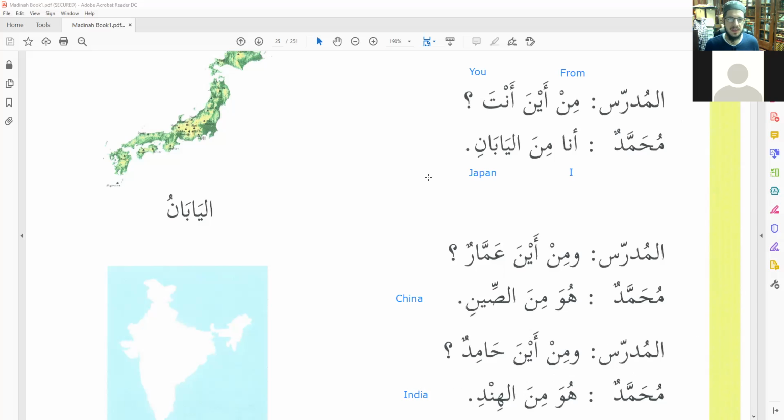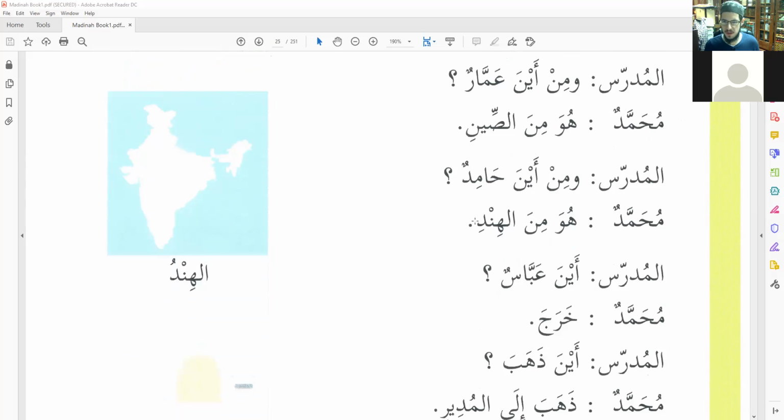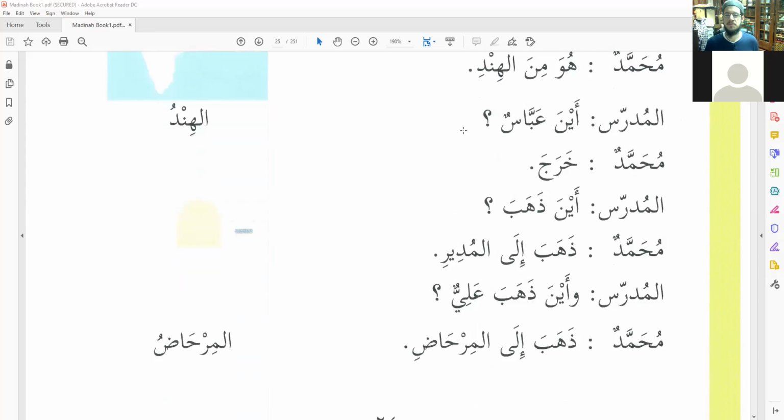Okay, I'm going to have to move this down and erase these. I hope everybody got the vocab. So now the second half of the conversation. Keep going. Aina Abbasun. Good. And what does that mean? Could you translate that for us? Where's Abbas? Yes. And the response? Kharaja. Excellent. This is our first verb, and it means he left.